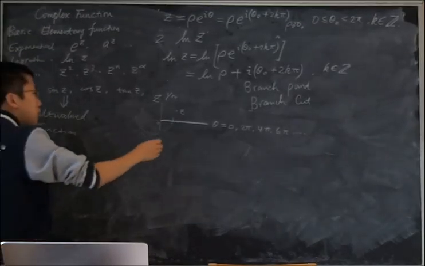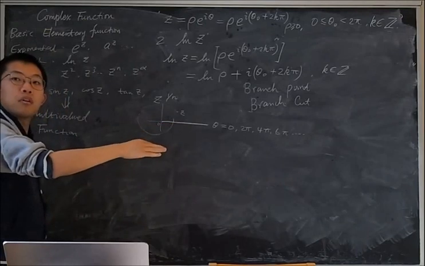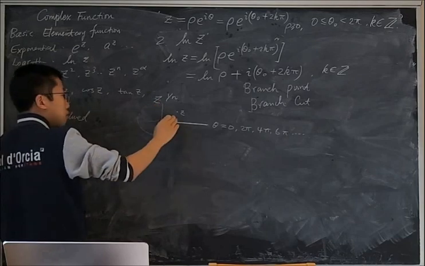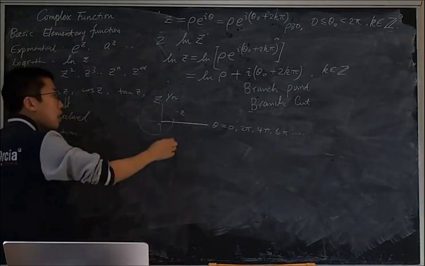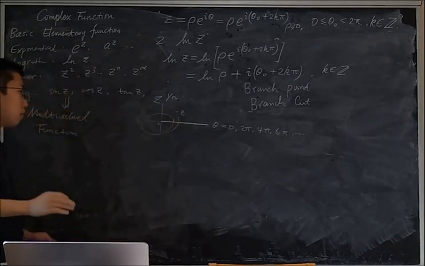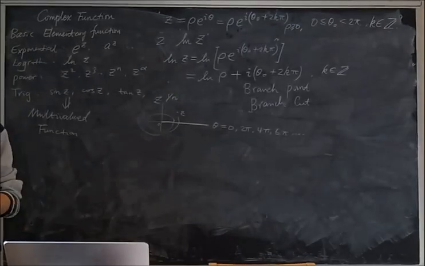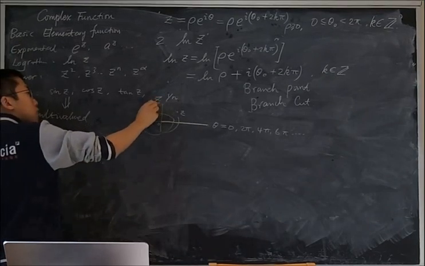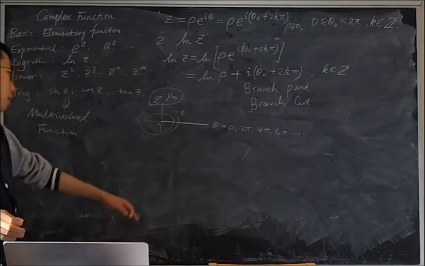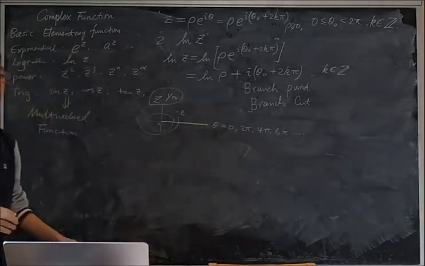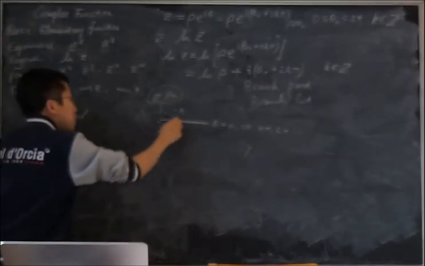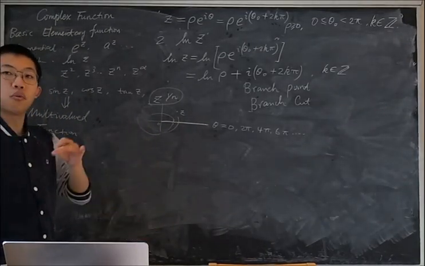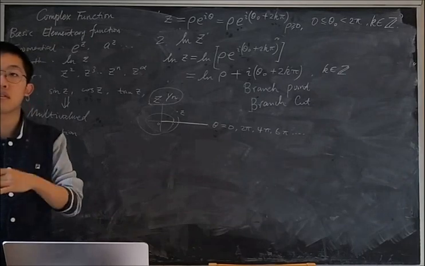For example, it started within 0 to 2 pi. But once you cross this cut, it goes to the argument between 2 pi and 4 pi. And if you go through it again, then the argument is between 4 pi and 6 pi. So the multi-value of this function comes from the periodicity of the argument theta. 0 to 2 pi is one part of the function, 2 pi to 4 pi is another part, and 4 pi to 6 pi is another part.